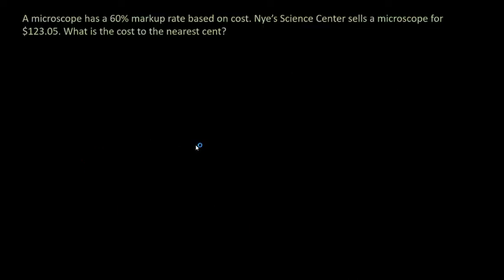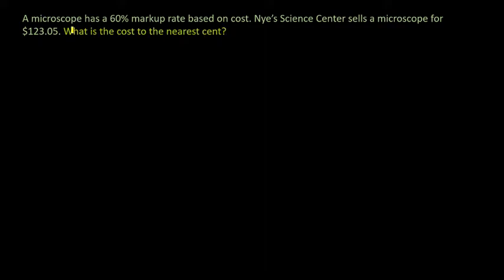Let's get started. A microscope has a 60% markup rate based on cost. Nye Science Center sells a microscope for $123.05. What is the cost to the nearest cent? Okay, let's read that one more time. A microscope has a 60% markup rate based on cost. Nye Science Center sells a microscope for $123.05. What is the cost to the nearest cent?